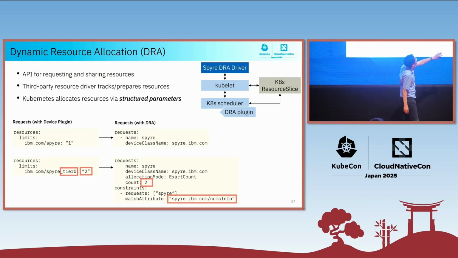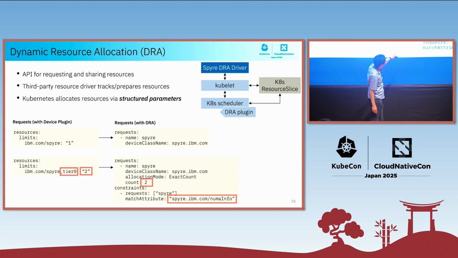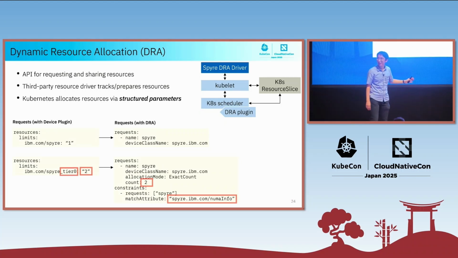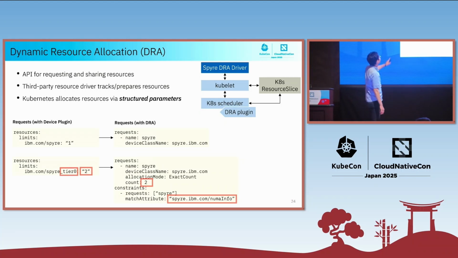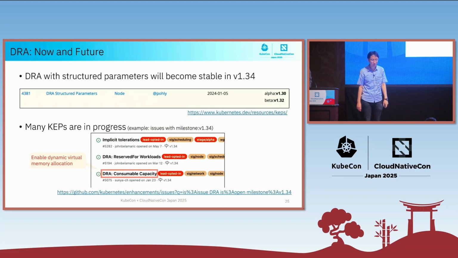But in the DRA framework, we can specify structured parameters like this. So we don't need to forcibly expand the manifest of the pods. So that is DRA now and the future.